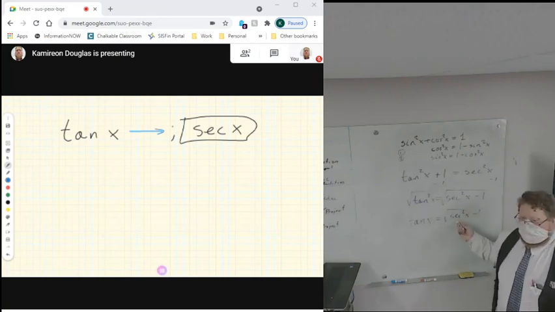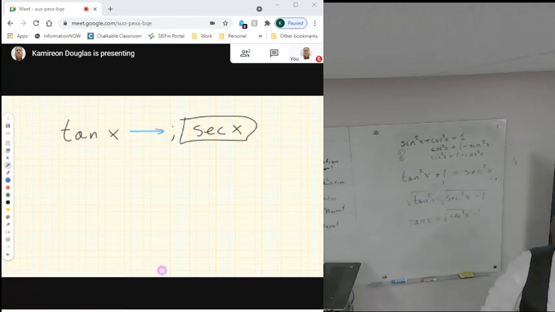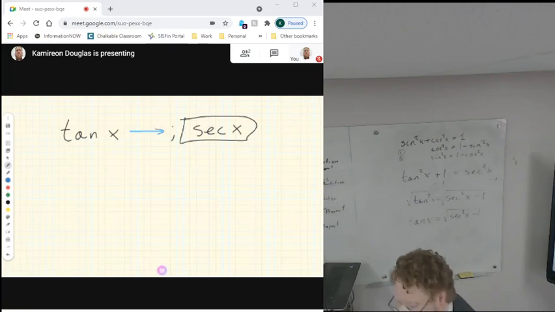Notice that this answer is in terms of just secant. Yes, it is secant squared, but it's still just secant. There are no sines, no cosines, no tangents, no cosecants, no cotangents. It is just in terms of secant. Which means for this problem, we've successfully found a relationship between these two, relating tangent by itself to secant.